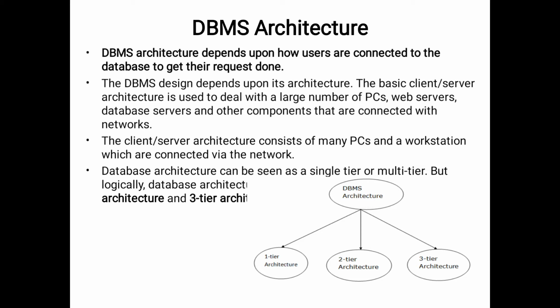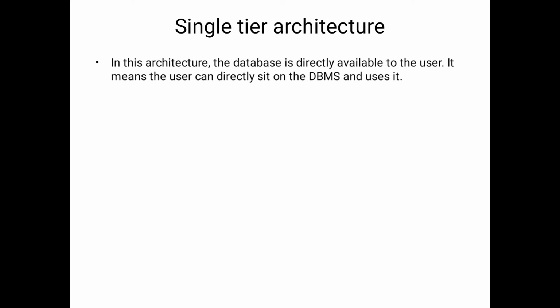So that is why the one tier architecture is negligible. Here we will concentrate more on two tier and three tier architecture only. The programmers also work with two tier and three tier architectures only. Now we will discuss them one by one. What is the meaning of single tier architecture? Single means one tier architecture. In this architecture the database is directly available to the user.